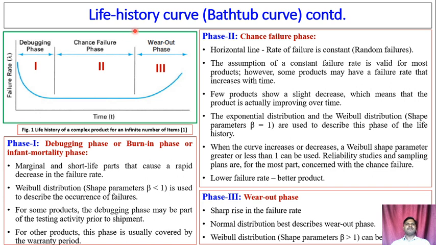Basically, in life history curves, every product passes through these three life phases, which are plotted for an infinite number of components. The first phase is the debugging phase. The second phase is the chance failure phase, which is a horizontal line where the failure rate approximately remains constant. The third phase is the wear out phase, where the failure rate rises sharply with the passage of time. So these are the three phases.